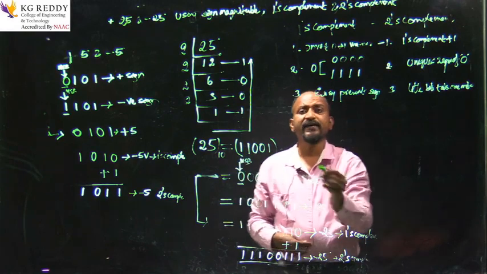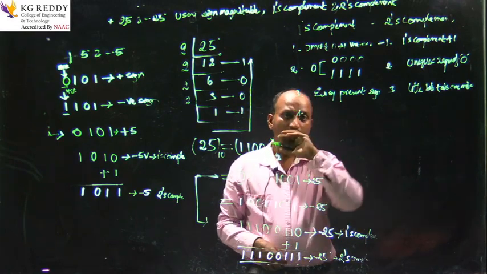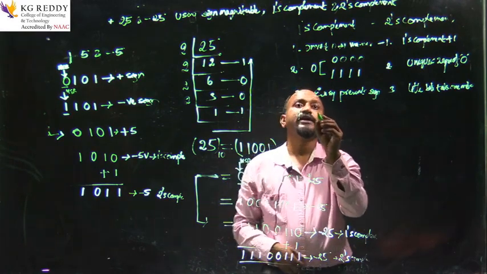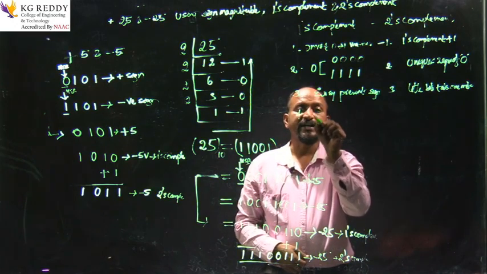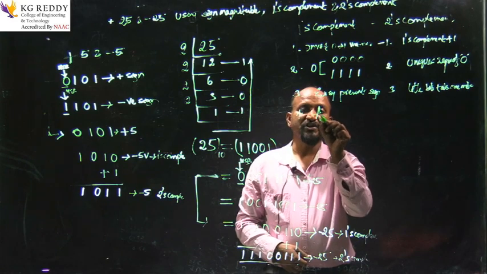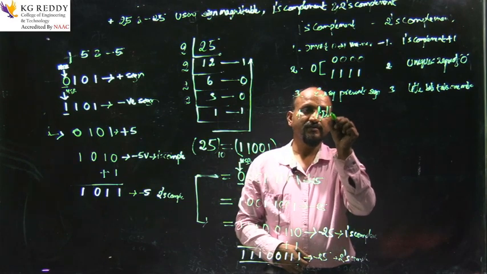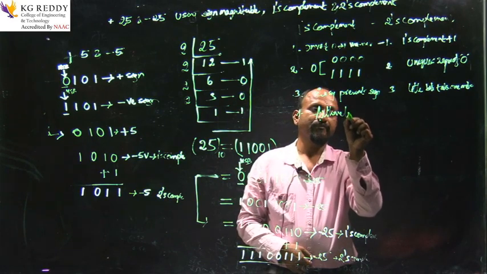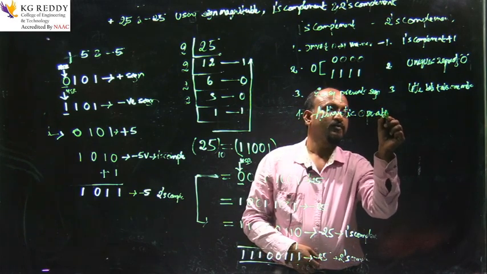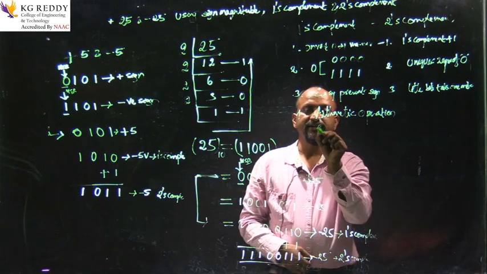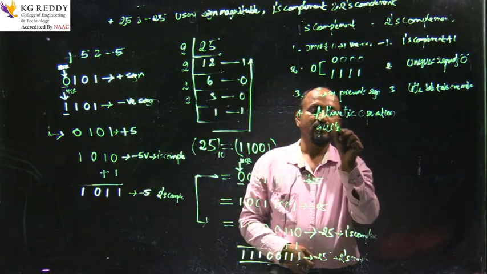Here you can go with one more point also. Arithmetic operation has complexity, it is difficult, right? You can say quite difficult. So I can write that arithmetic operation is quite difficult.